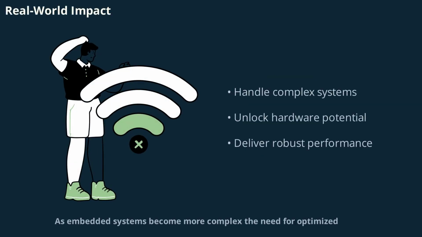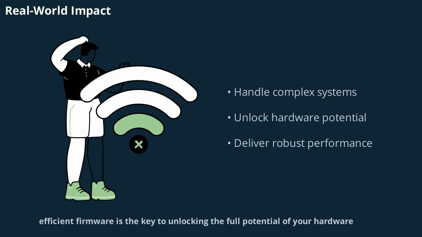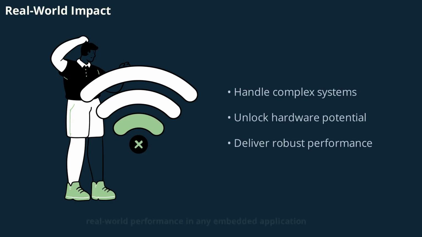As embedded systems become more complex, the need for optimized, maintainable code only grows. From automotive control units to IoT devices and industrial automation, efficient firmware is the key to unlocking the full potential of your hardware. Mastering these principles will help you deliver robust, real-world performance in any embedded application.